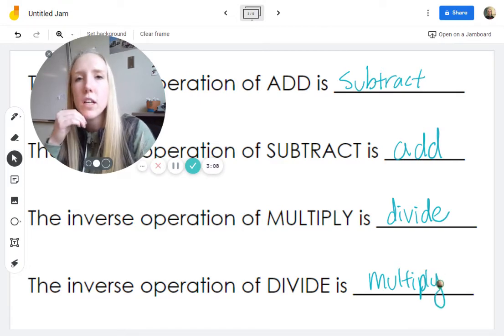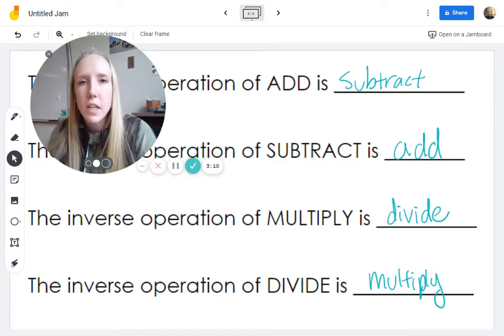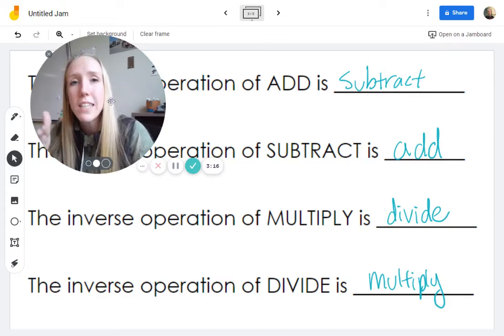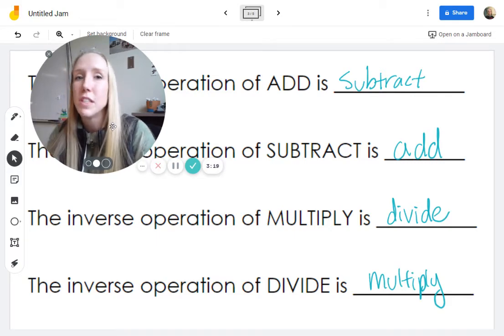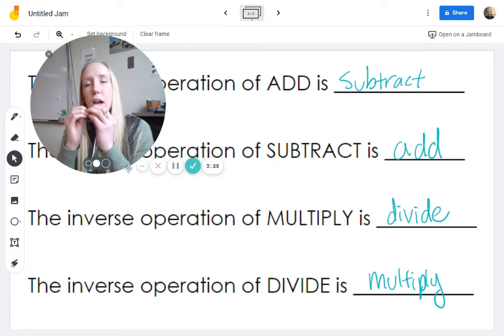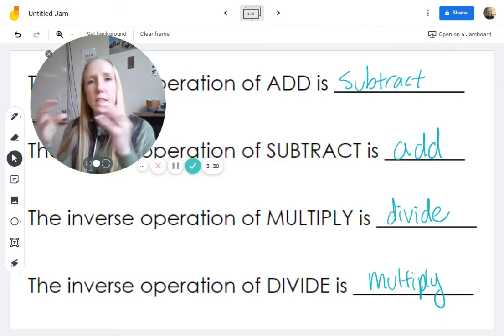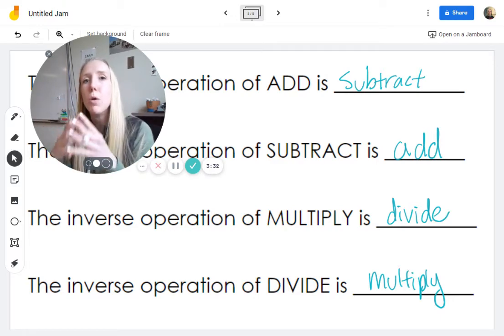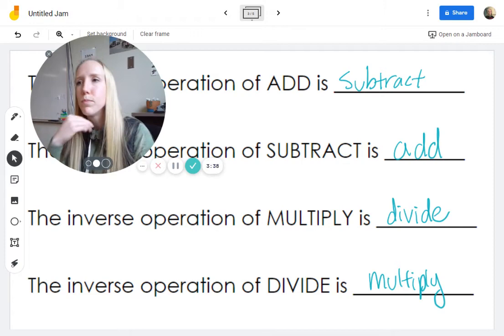We're going to be talking a lot in lessons about the opposite operation or the inverse operation. When I say what's the opposite of add, you need to know it's subtract. When I say what is the opposite or inverse of divide, you need to know that it's multiply. They go together in pairs. Add and subtract are opposites of each other. Multiply and divide are opposites of each other. Those are the operations that undo the other one.